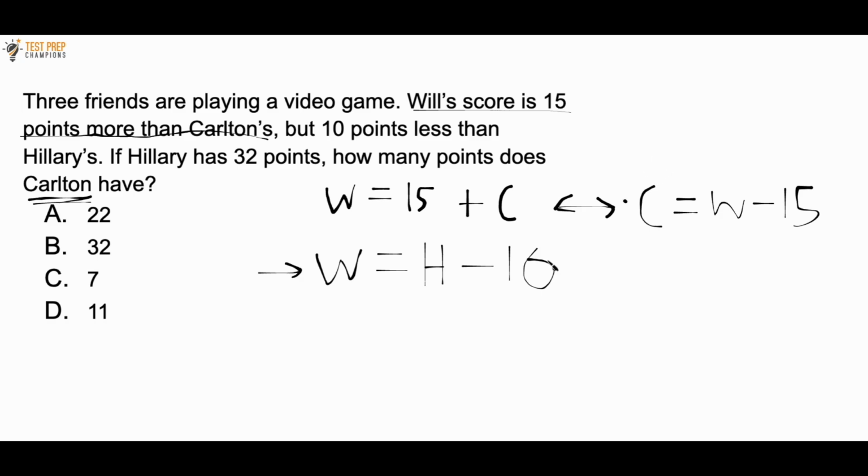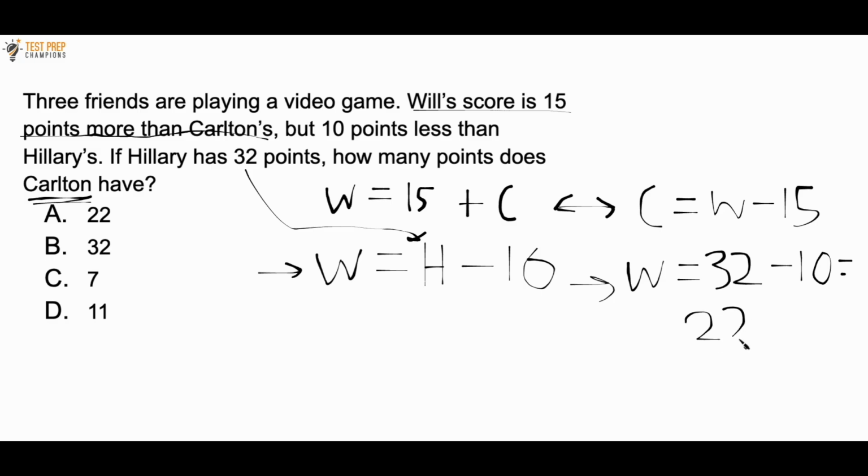Okay, so we know that Hillary has 32 points. So what I'm going to do is take this equation right here, this W equals H minus 10, and I'm going to plug 32 in for H. Okay, and I'm going to recap this at the end here. So 32 minus 10 is what? 32 minus 10 is 22. So we've discovered that Will has 22 points.